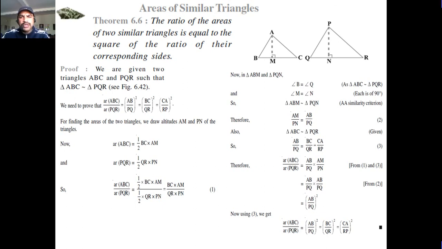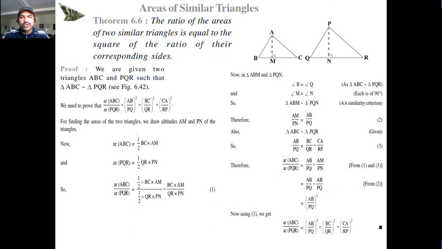Proof: we are given two triangles ABC and PQR such that triangle ABC is similar to triangle PQR. We need to prove area of ABC upon area of PQR is equal to AB upon PQ whole square, BC upon QR whole square, CA upon RP whole square.